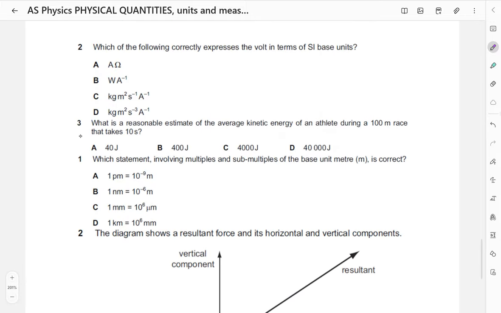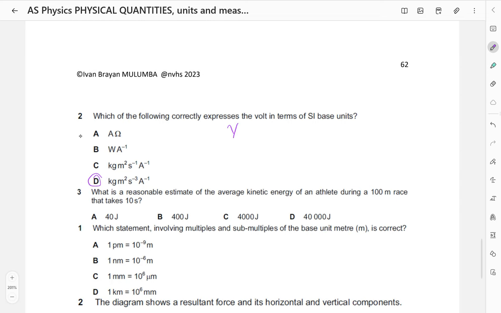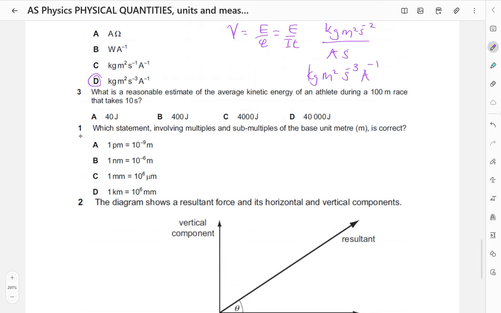Which of the following correctly expresses the volt in terms of SI base units? I think this one we have already done several times, and the answer is going to be D. If you want me to remind you, I can still remind you. Volt, PD, is equal to energy per unit charge, which is energy divided by current times time. The units of energy are kilogram meters squared per second squared. Remember, we can get it from force times distance, which is work done. Then divide by I, which is amperes, and T, which is seconds. So when you divide, you get kilogram. Meters squared remains there. S power negative 2 divided by S, we subtract the powers, which becomes S power negative 3. Then we have 1 over A, which becomes per ampere. So that is D.